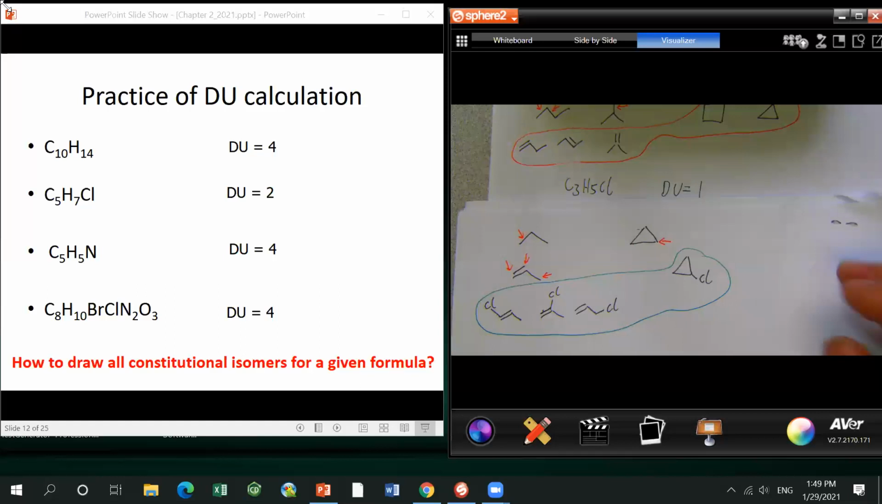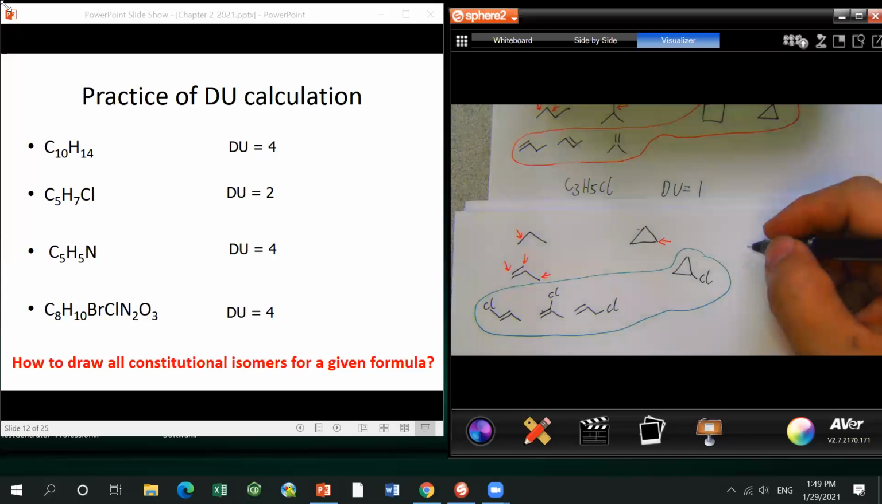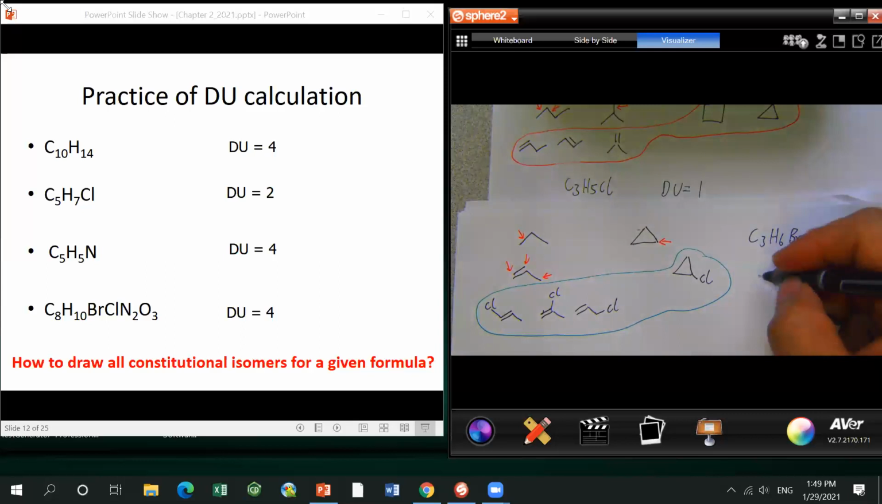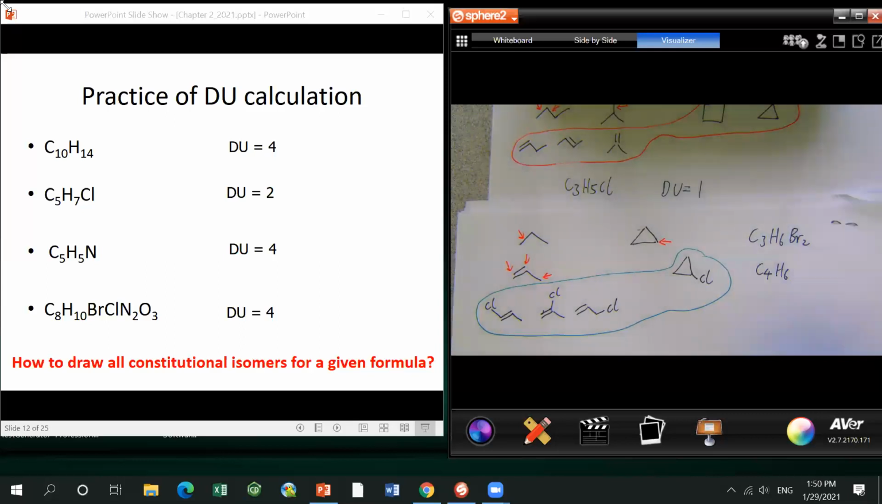All right, so that's how to do it stepwise. It's close to the end of the class, so I'll give you some practice for when you go home. Try to draw the constitutional isomers for C3H6Br2, dibromide. And also try to draw the constitutional isomers for C4H6.